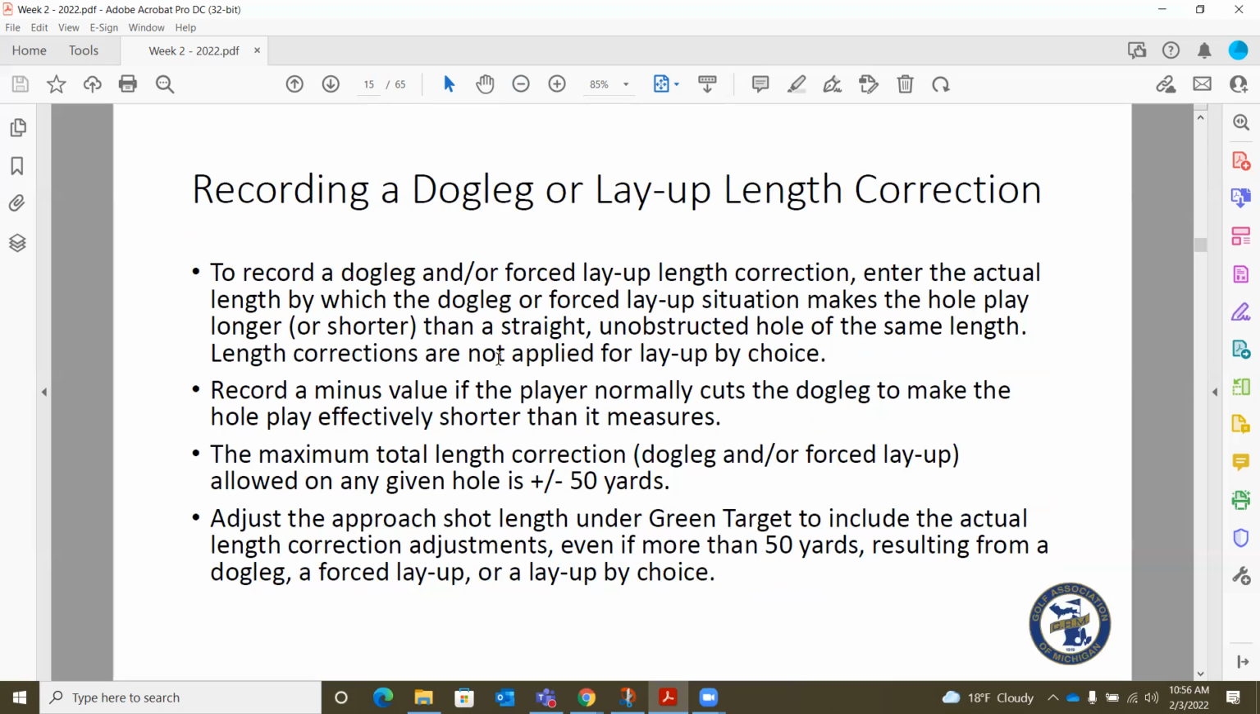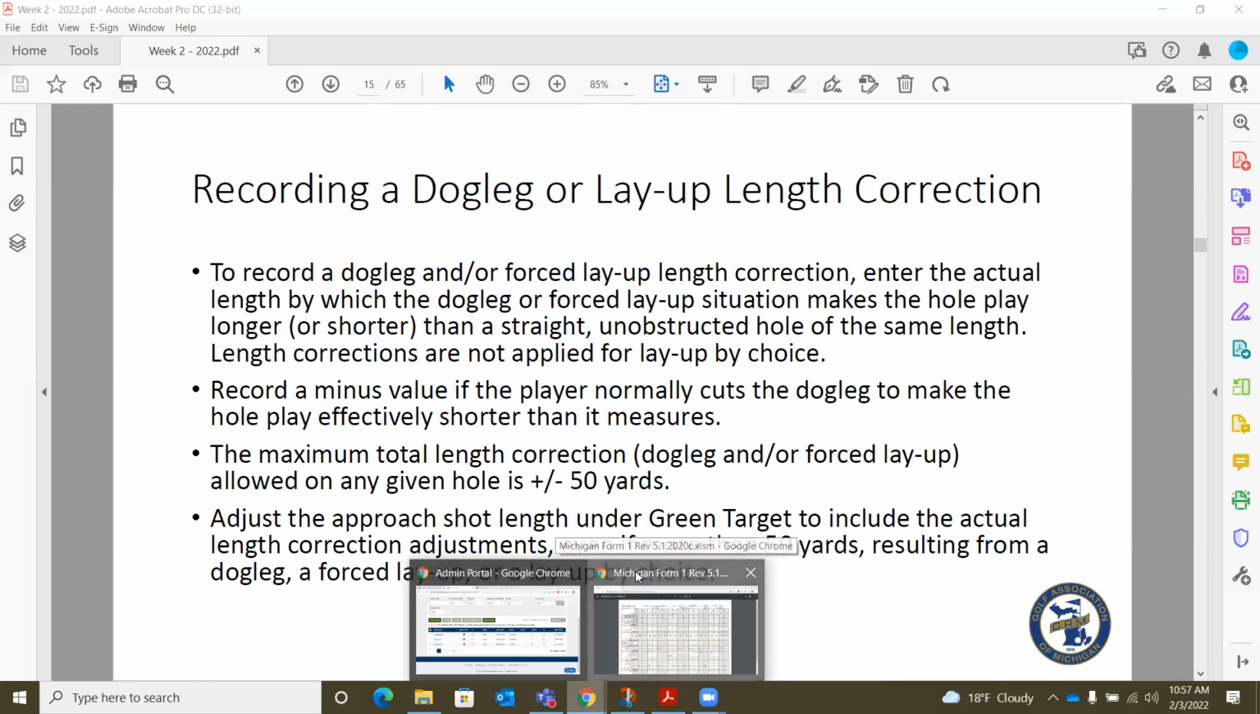All right, so we talked about this with doglegs, and very similar to layups. We're going to, as Mike Brady said, make sure that we adjust the green target value as well to accommodate the effective or new approach shot length. So let's go through an example on this form 1 here of a layup.